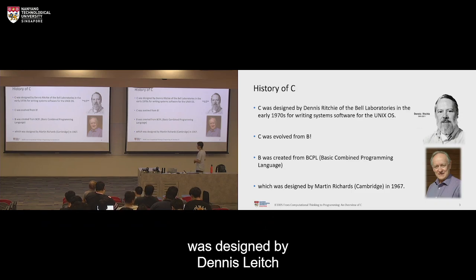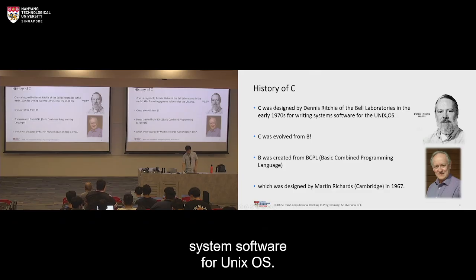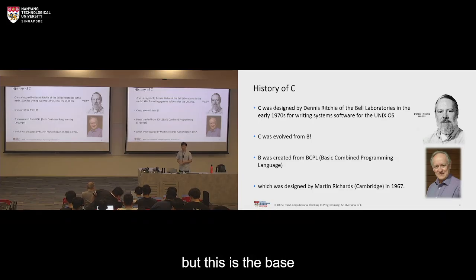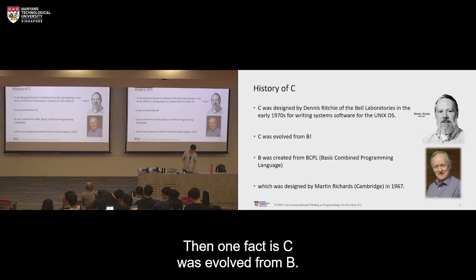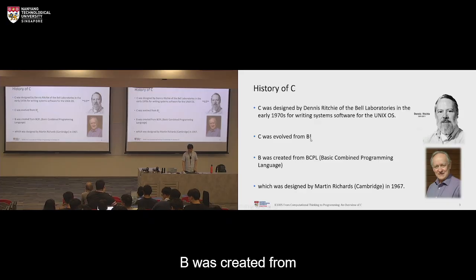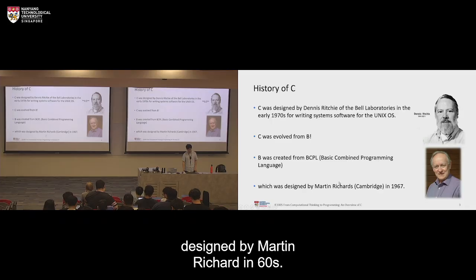The C language was designed by Dennis Ritchie at Bell Labs in the early 1970s for writing system software for the Unix OS. You may not be quite familiar with Unix, but it is the base of macOS and also Linux. A fun fact is that C evolved from B. B was created from BCPL, the Basic Combined Programming Language, designed by Martin Richards in the 60s.